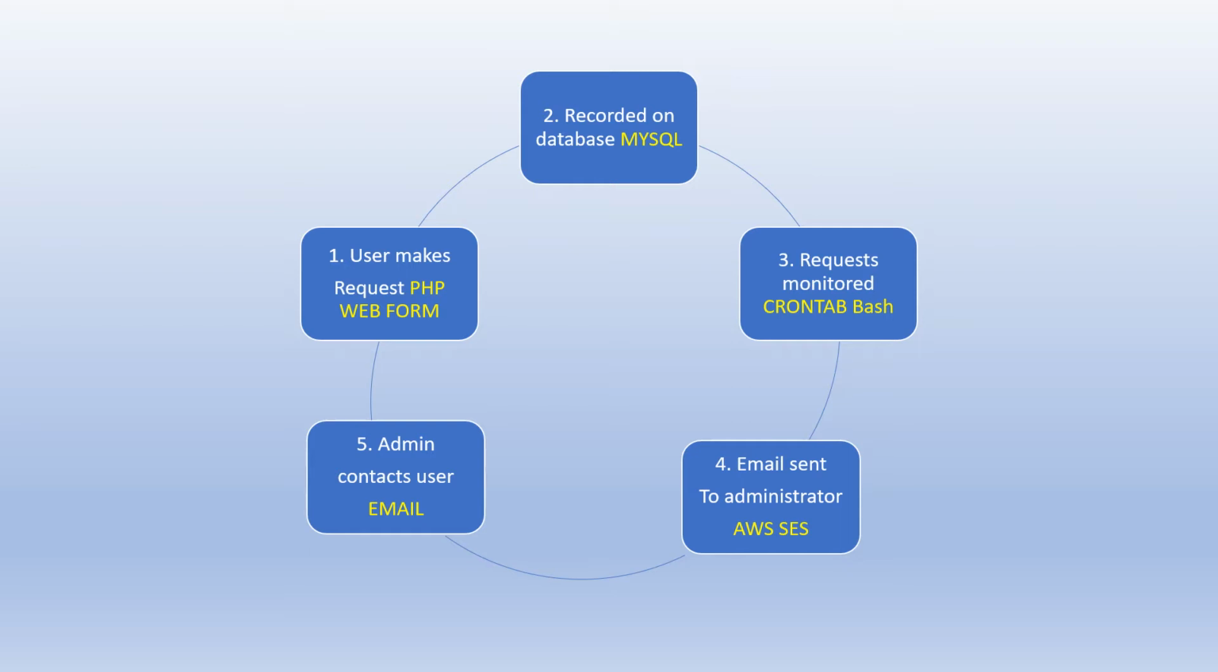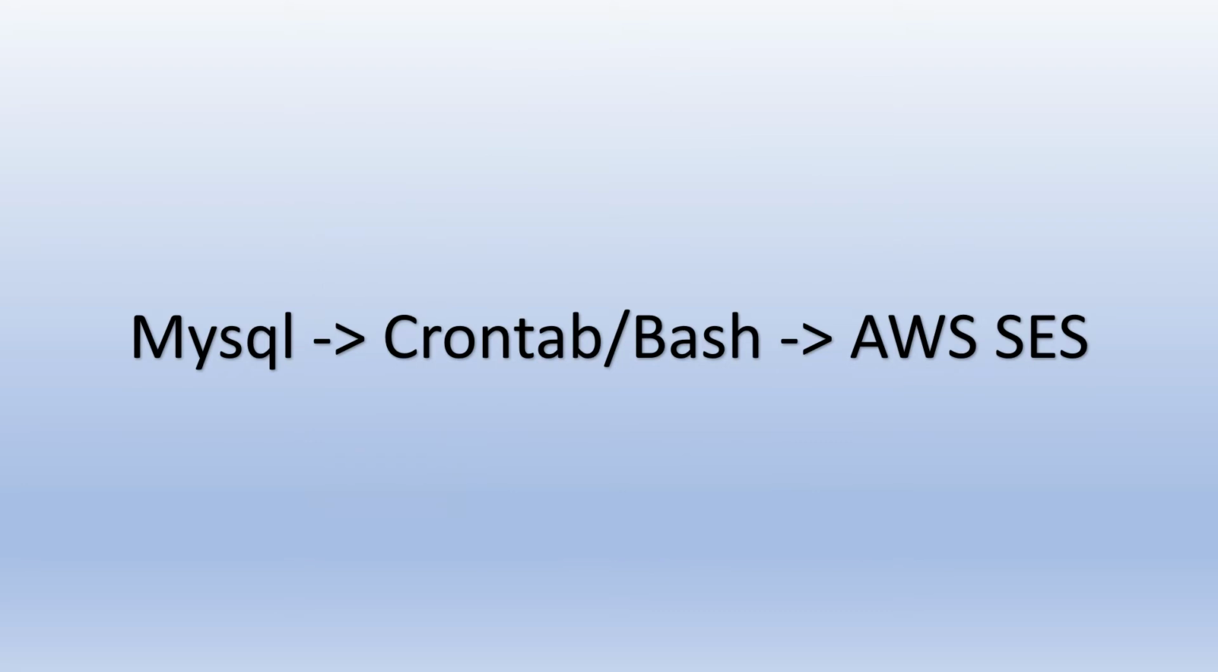Then we're using bash scripts to monitor the receipt of new requests on the database. The email will then be sent to an administrator using Amazon Web Services Simple Email Service, and that gives the opportunity for the administrator to make contact with the user. I'm going to focus in on MySQL, cron, bash and AWS SES. I'm going to assume that you're familiar with MySQL and you have some knowledge of crontab and bash. So I will show all of these, but I will say a bit more about AWS SES.